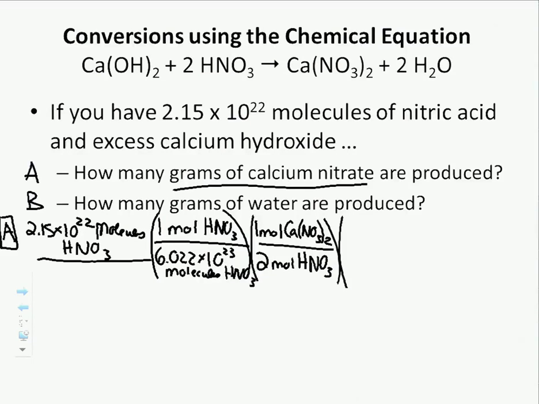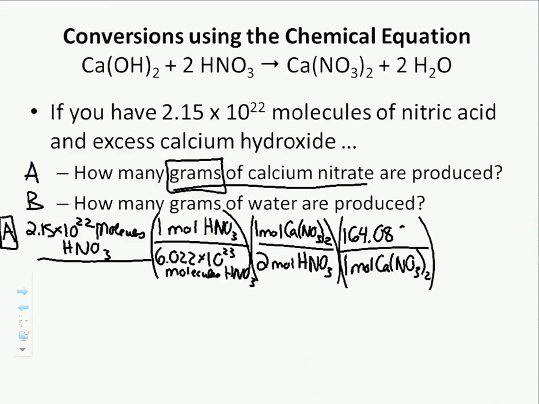Then at the end, we're trying to get to grams. I could have asked you at this point molecules, I could have asked you moles, but you have to look at the question and see what it's asking you. So in this case, it's asking us about grams. So 1 mole of calcium nitrate. We look up our molecular weight of calcium nitrate, which we calculated earlier. Sorry, my handwriting is getting worse and worse as I'm trying to write smaller.